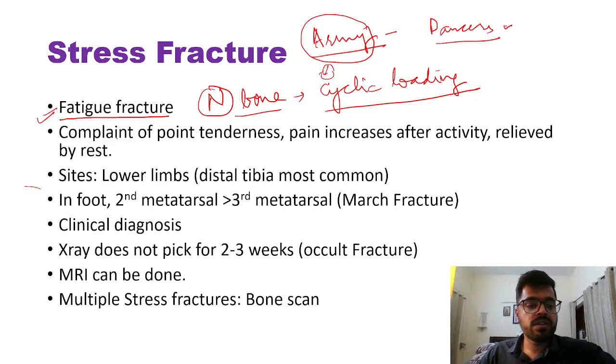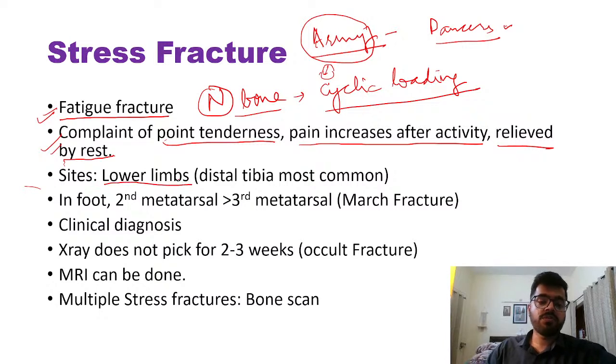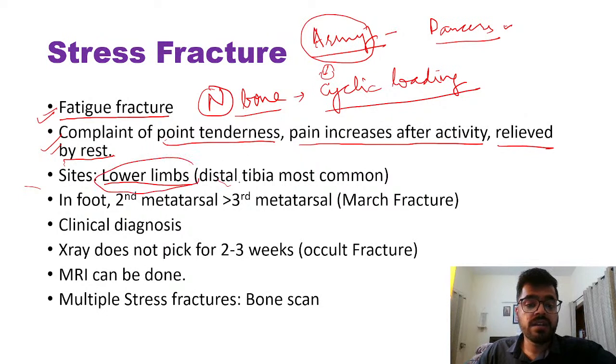So the key complaint is point tenderness. Patient will pinpoint that this is the point where I am having pain, and the pain increases after activity and is relieved by rest. This is typical of a stress fracture. Site is mostly lower limb, of course, because lower limbs are bearing the weight. Distal tibia is the most common site.